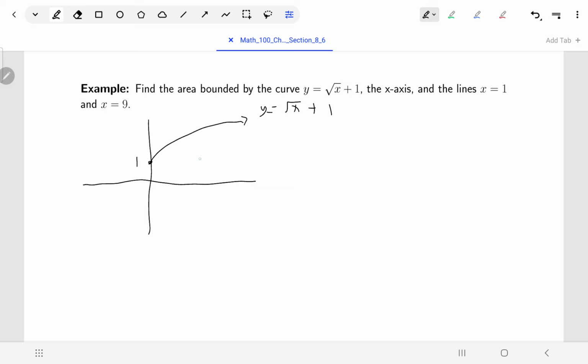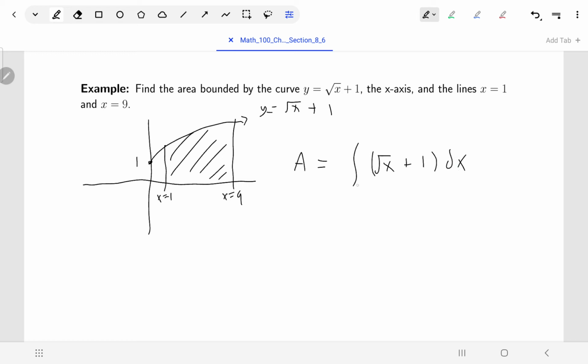And it's definitely above the x-axis. We're looking for the area bounded by that curve, the line x equals 1, and the line x equals 9. In other words, we want that shaded area. And we said in a previous section that if you're looking at a function that's above the x-axis and you want the area below it, you can express that in terms of a definite integral. So that's exactly what we've got here. Our area should be the definite integral of square root of x plus 1 from 1 to 9.